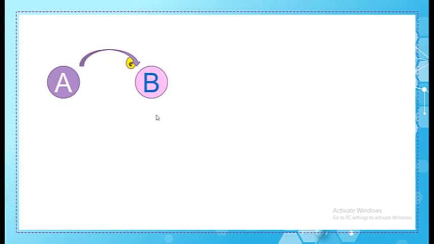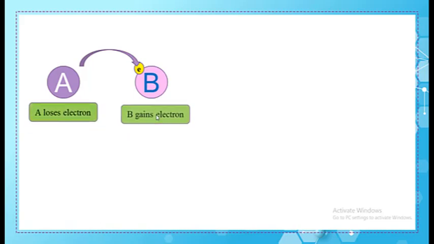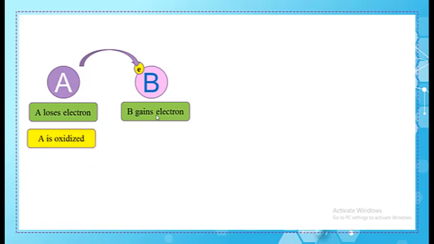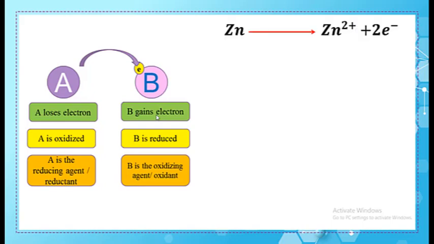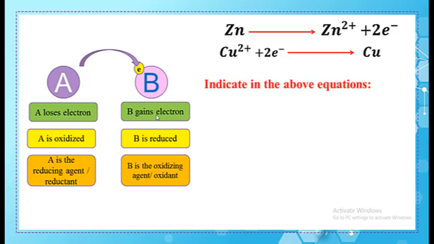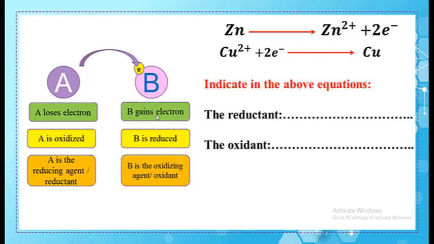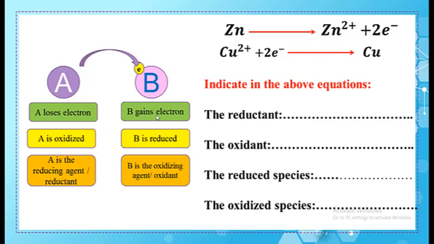Here, species A loses electrons to give them to species B. So A loses electrons while B gains electrons. A is oxidized while B is reduced. A is the reducing agent or the reductant, and B is the oxidizing agent or the oxidant. Here we have two reactions. The first one, Zn gives Zn²⁺ plus 2 electrons, and Cu²⁺ plus 2 electrons gives Cu. Indicate in the above equations the reductant, the oxidant, the reduced species, and the oxidized species.